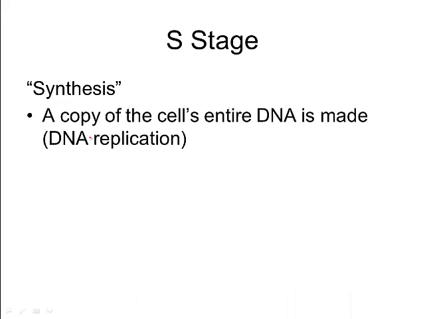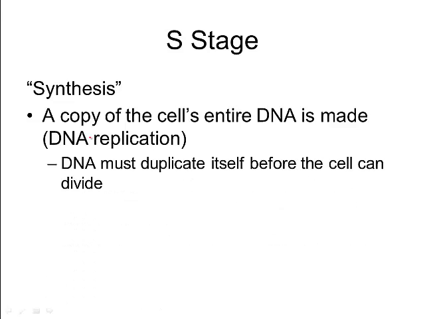So once the signal is sent that division needs to happen, we move into the S stage. S stage stands for synthesis, and this is where a copy of the cell's entire library of DNA is made, and this process is called DNA replication. So remember, DNA determines all of your traits. Everything that the cell can do is determined by its DNA. So if you're going to make a copy of the cell, then you have to make a copy of that DNA. So we make one big copy of all of the DNA during S stage.